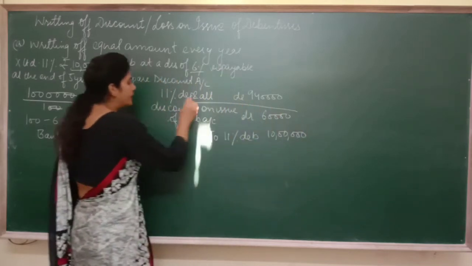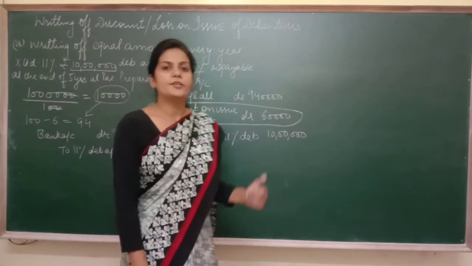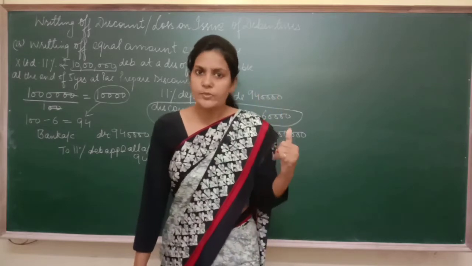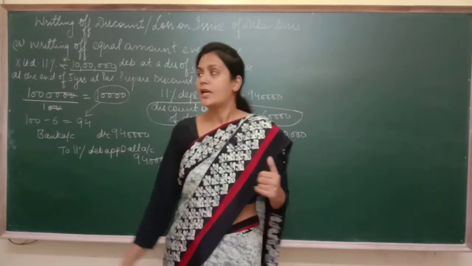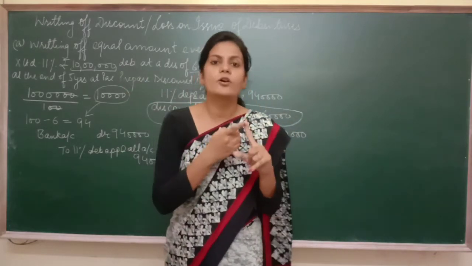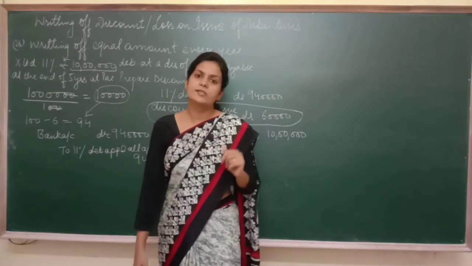Now girls, I have to write off this discount of rupees 60,000. And you know that this discount can be written off using securities premium reserve, using capital reserve and Statement of P&L account. Now in this question nothing is given. Nothing means neither the balance of SPR nor the balance of capital reserve is given.